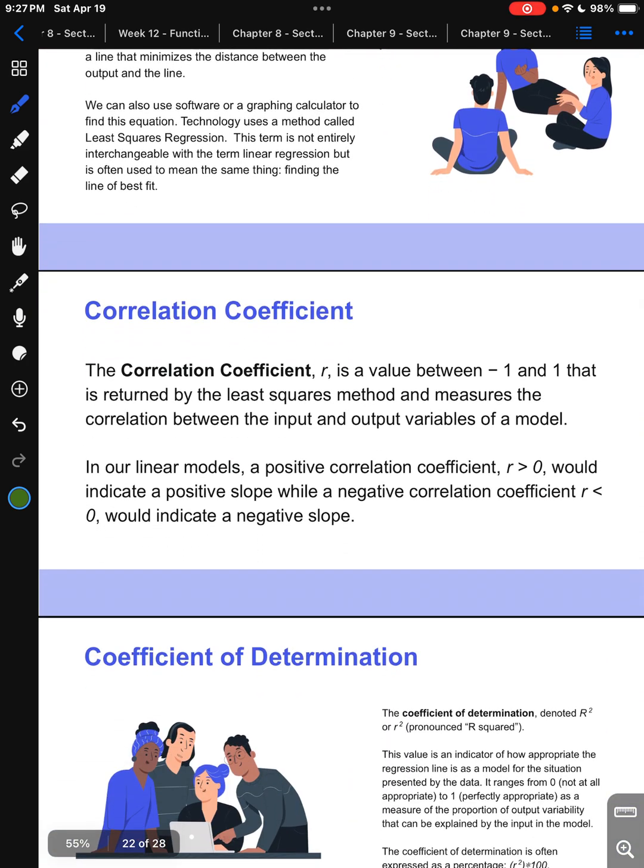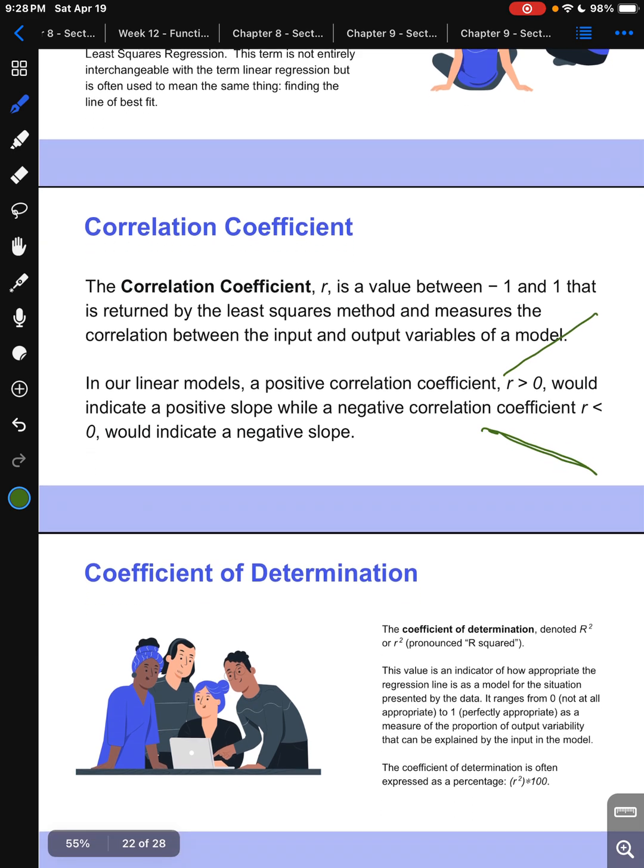Now, how well it fits. The correlation coefficient, or R, is the value between -1 and 1 that is returned by the least squares method and measures the correlation between the input and the output. In our linear models, a positive correlation, that would be a positive line, would indicate a positive slope, whereas a negative correlation, or less than 0, would be a negative line.